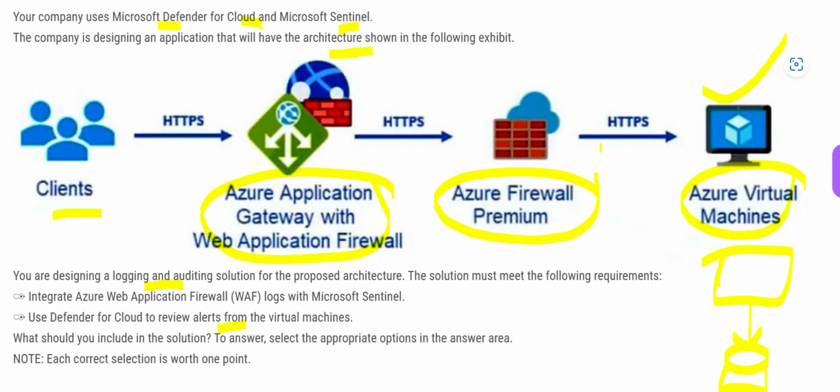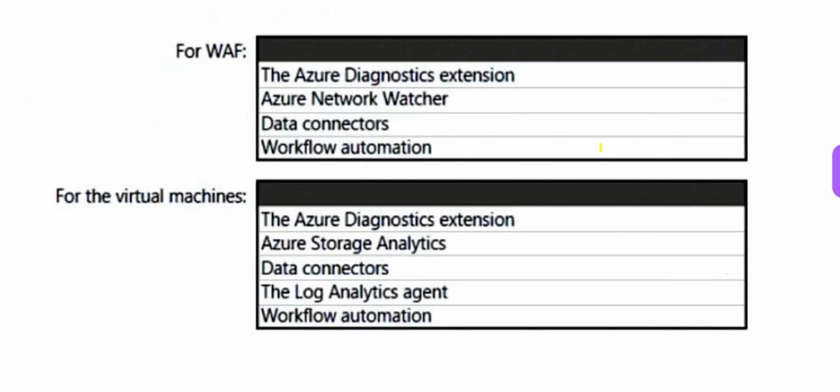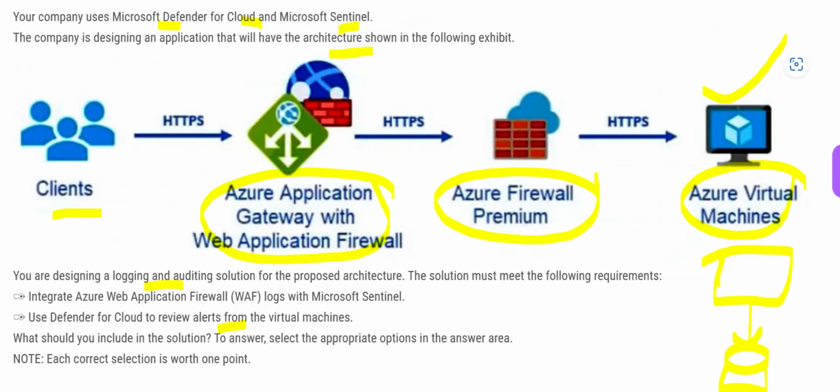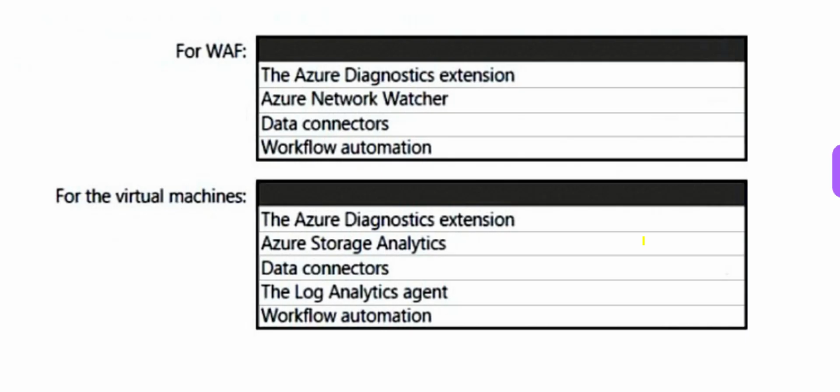So, what should you include in your solution for WAF? You have two requirements. Sentinel and WAF need to talk to each other. What do they need to talk to each other? They need a mobile phone. What is that mobile phone? That mobile phone is a data connector. Common sense, looking at the word itself: they need to connect to each other.